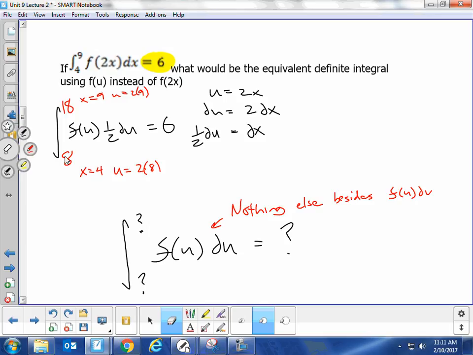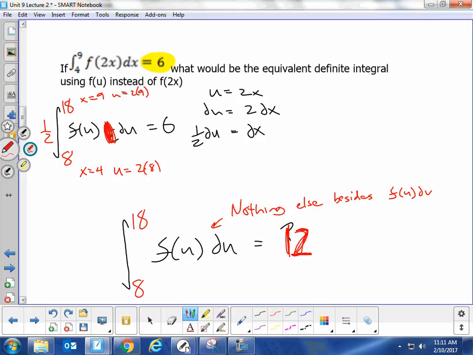We have 18. Everybody should be getting that. But I have f of u times 1/2 du equals 6. I'd want nothing else besides f of u du in the integral. I know this is 8 and 18, so at least I got these two pieces correct. What can I do with that 1/2? Good. You can pull out this 1/2. It's a property of an integral that a constant can be pulled out, just a constant. Then multiply both sides by 2, and this becomes a 12. Okay? And there's your answer.